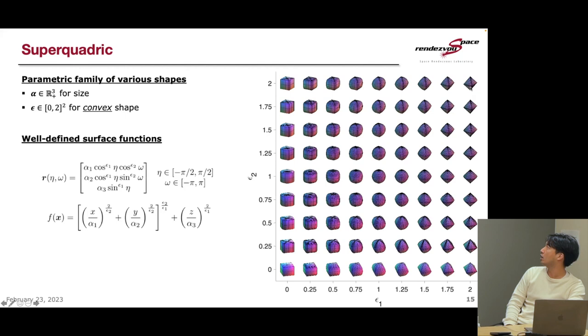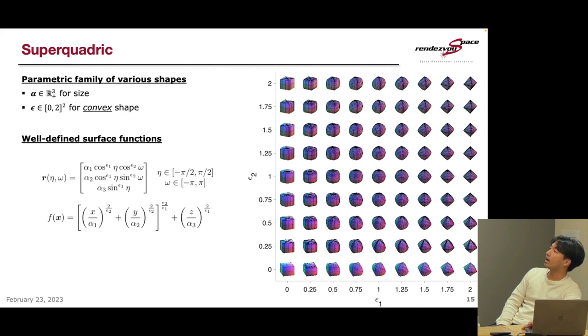And the nice thing about the superquadric is that it also has well-defined explicit and implicit surface functions. So this gives us the coordinates of a point on the surface of the superquadric given these two spherical coordinate angles. And this function also defines the distance to the surface. So if this function is 1, that means our point lies exactly on the surface. If it's less than 1, it's inside, and so forth.